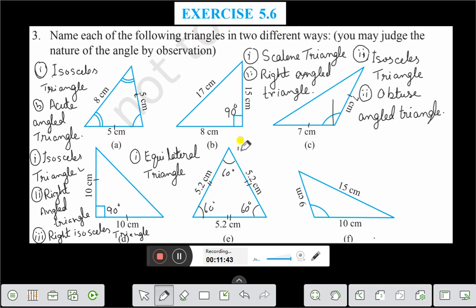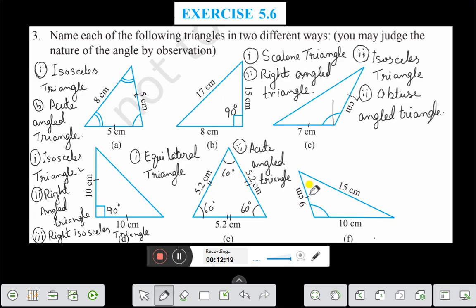Here I am writing. That is number 2 naming. It is known as acute angled triangle.